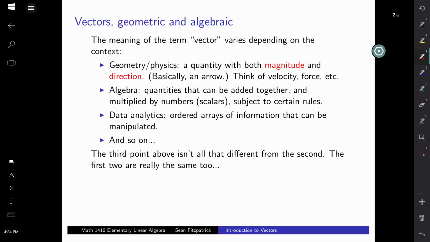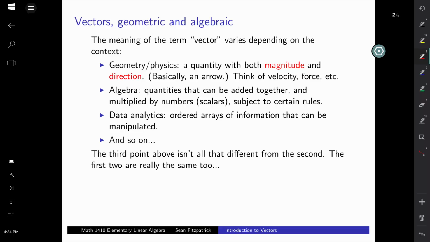You might think of vectors in terms of data analytics. You've got some information, you want to put it in some sort of order so you can keep track of it, but you might need to also manipulate that data. You might need to take averages, do things like this. Or maybe you're dealing with graphics processing. There are all sorts of places where vectors show up.